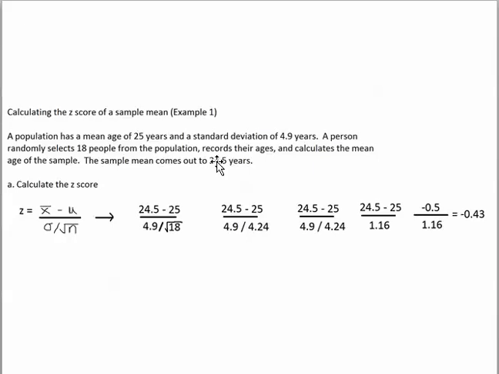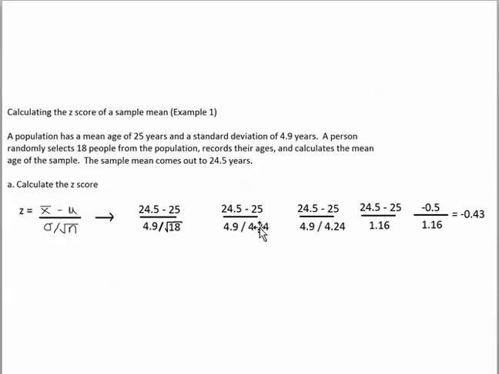We can turn this sample mean into a z-score. So we take 24.5, plug it in here, take the population mean of 25, plug it in here. So this is just the mean age of the sample and the mean age of the population. We take the population standard deviation 4.9 and plug it in here, and the sample size, which is 18, and plug it in here.